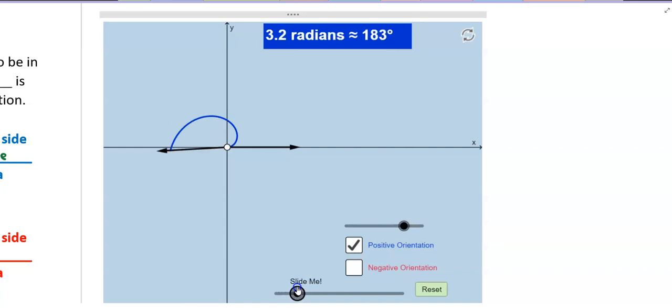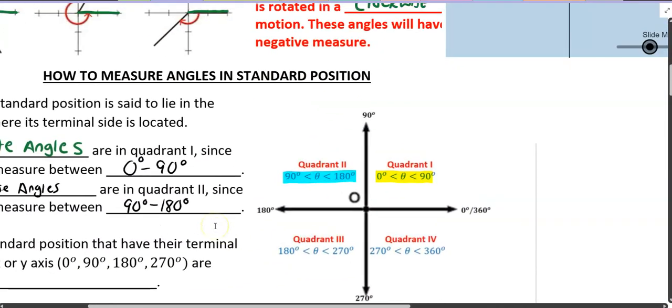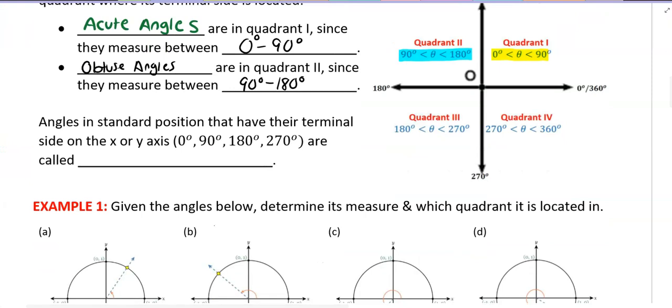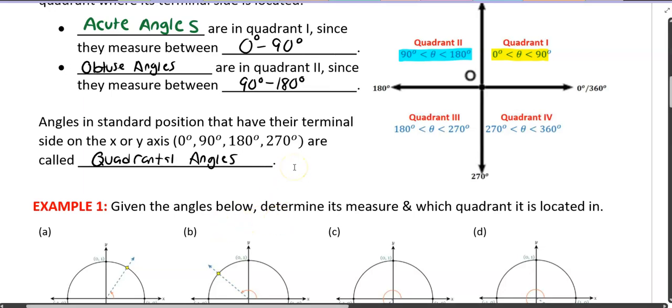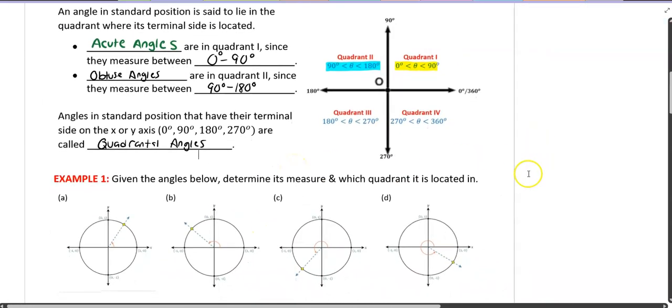It's not going to let me do 180, but it's close to 180. 180, and then right there is 270. I got 270 on the nose. Those angles that are touching the quadrants, we're going to call them quadrantal angles. And that's because they lie in between the quadrants, so they don't have a specific orientation from that.